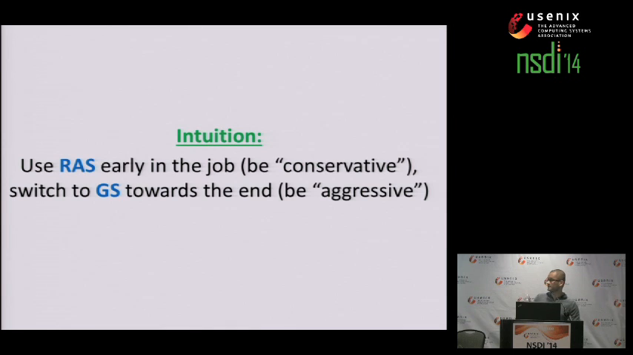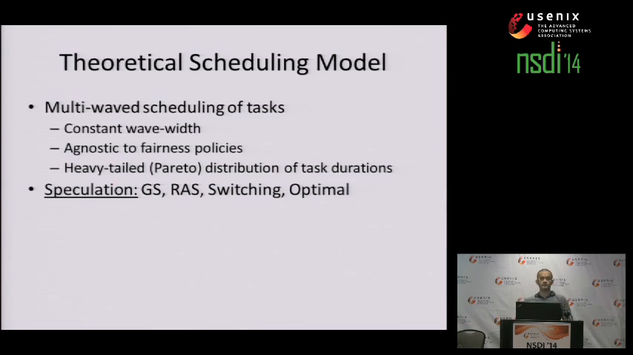Now, how good is this intuition? And when exactly to switch? To that, we resort to a theoretical scheduling model. This is a scheduling model from first principles. It considers multi-waved scheduling of tasks, where the wave width is assumed to be constant. Now, the wave width is a function of the fairness policies in the cluster. It says this is how many slots you get to use at any time. We are agnostic to that. We just require that we know the wave width.